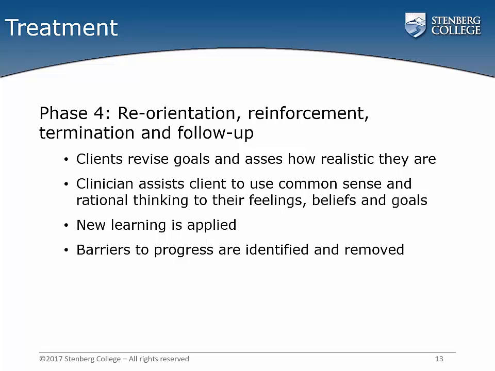So this reorientation and change phase can now be divided into 4 parts. The first is clients revise their goals and then assess how realistic they are. The clinician assists the clients to apply common sense and rational thinking to their feelings, their beliefs, and their goals. The new learning is applied to the client's life, and any barriers to progress are identified and consequently removed. So this final phase also marks a collective determination, if you will, on when the client is ready to finish treatment, and an agreement on a follow-up to see how successful and able the client is to maintain the new focus.